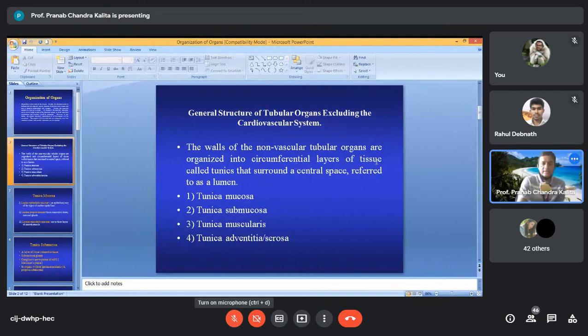And these layers are called tunics in histology. These tunics surround the lumen or the cavity. Now, what are those tunics? Tunics that you will find in all the non-vascular tubular organs. In all the non-vascular tubular organs, you will find 4 tunics. And they are called, first, the Tunica Mucosa, Tunica Submucosa, Tunica Muscularis, and Tunica Adventitia or Tunica Serosa. These are the 4 tunics you will find.